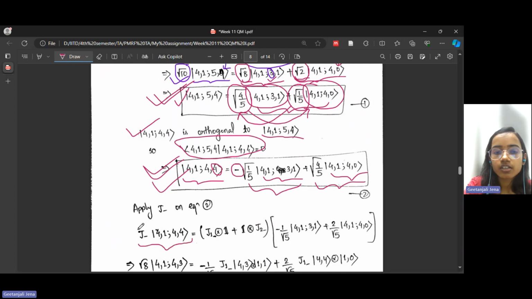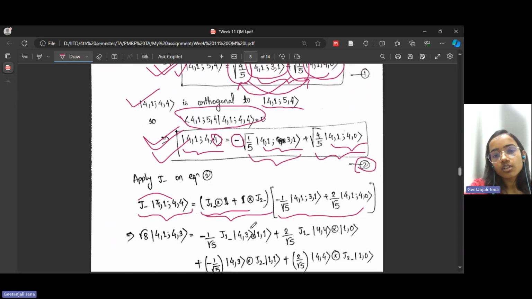So I have acted J minus on 4144. So J minus, you can write it as J1 minus cross product identity plus identity cross J2. This is how you can represent J minus in a two particle system. And this state you already got from, I think, equation 2. This is equation 2 for the 4144 expression.